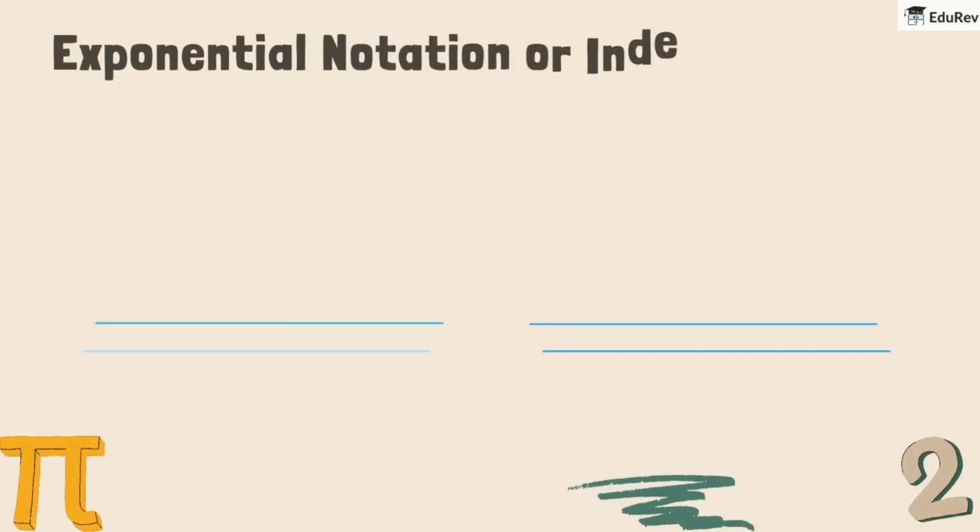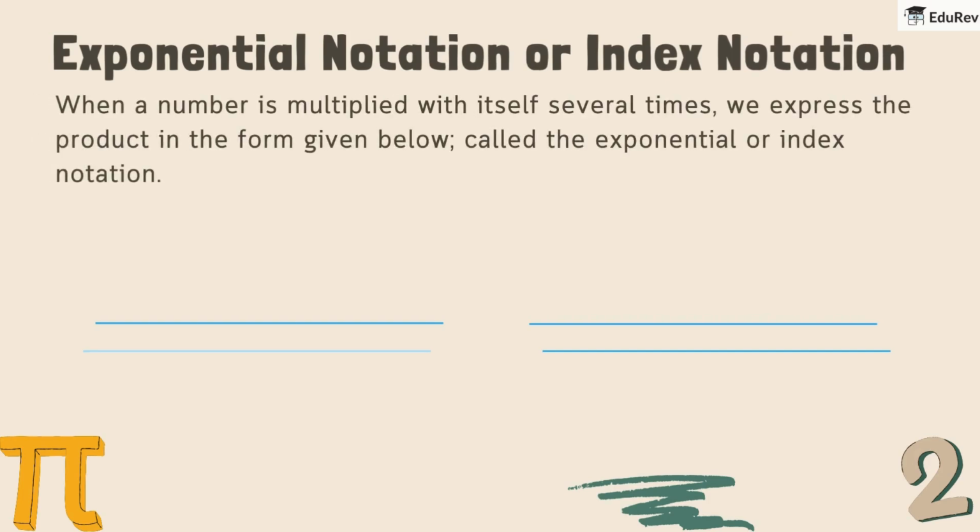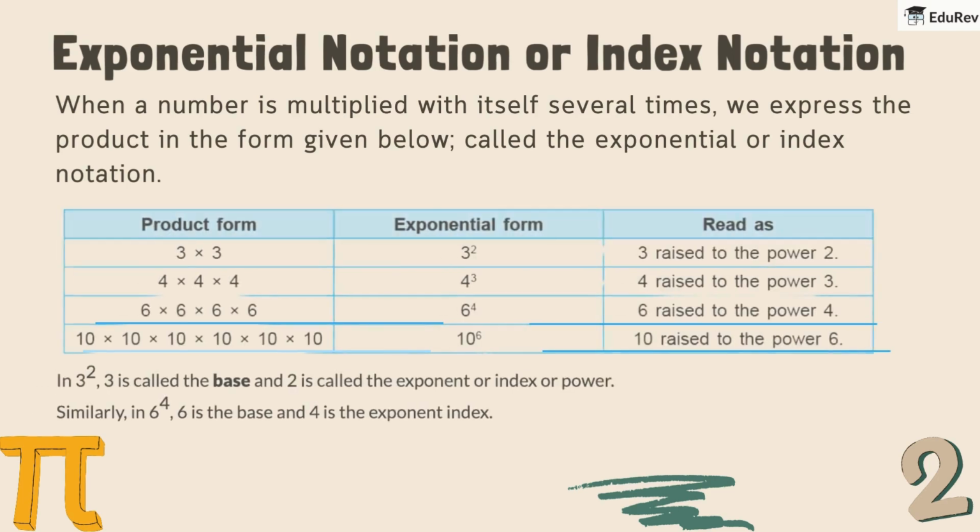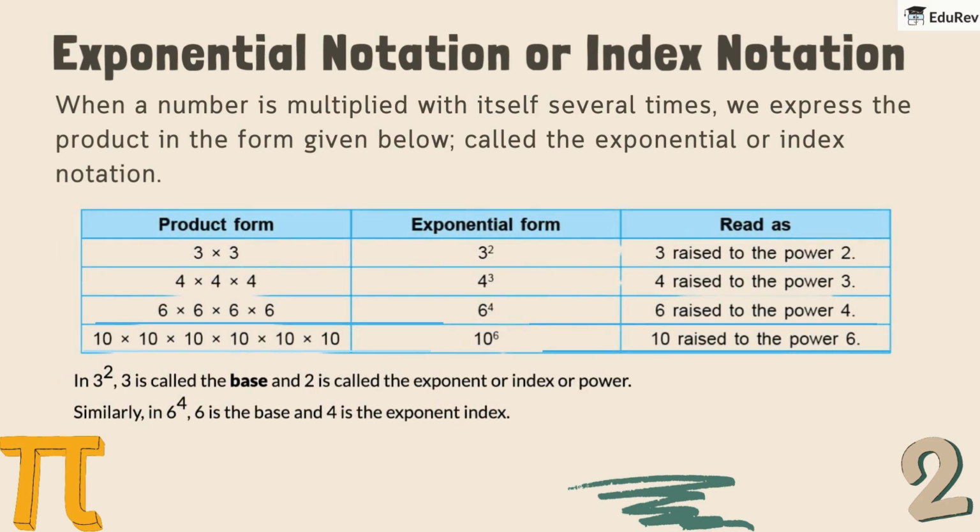Next, we will cover exponential notation or index notation. When a number is multiplied by itself several times, it can be expressed in a form called exponential or index notation. For example, the product of 3 multiplied by itself twice is written as 3 squared. Similarly, 4 raised to the power of 3 means 4 multiplied by itself 3 times.